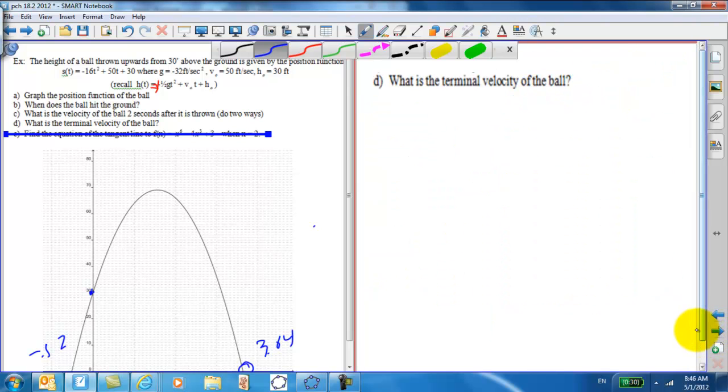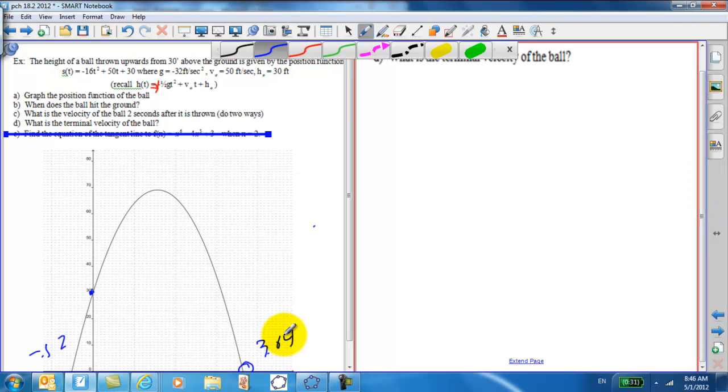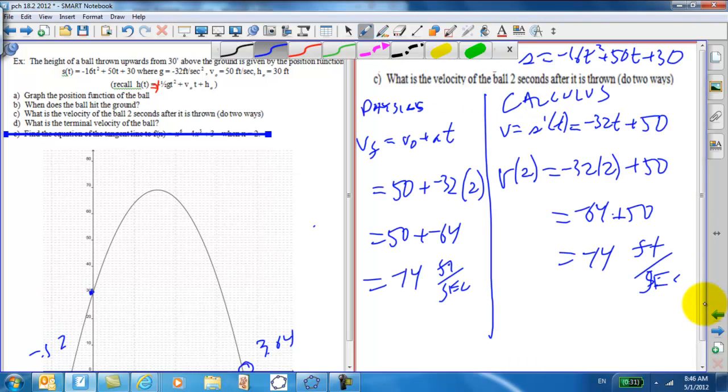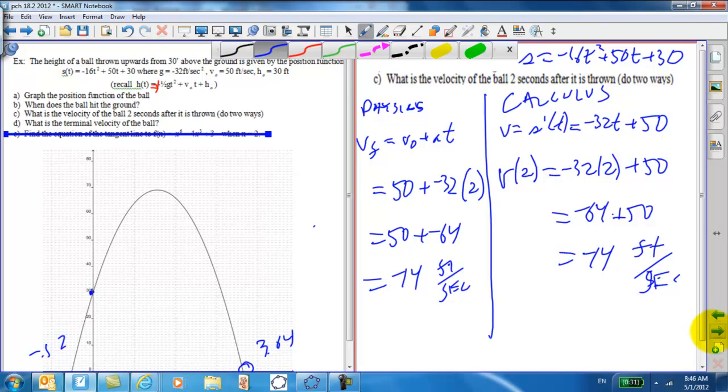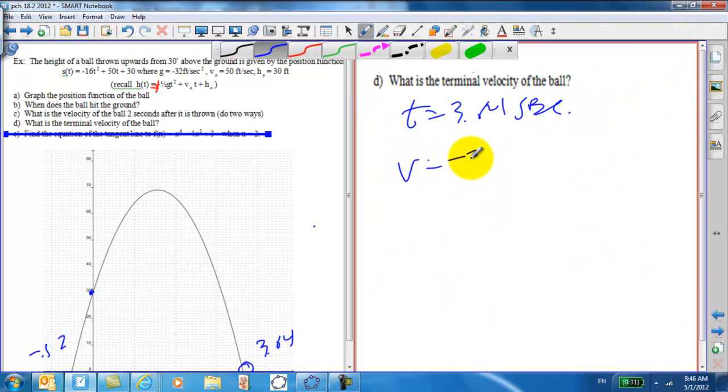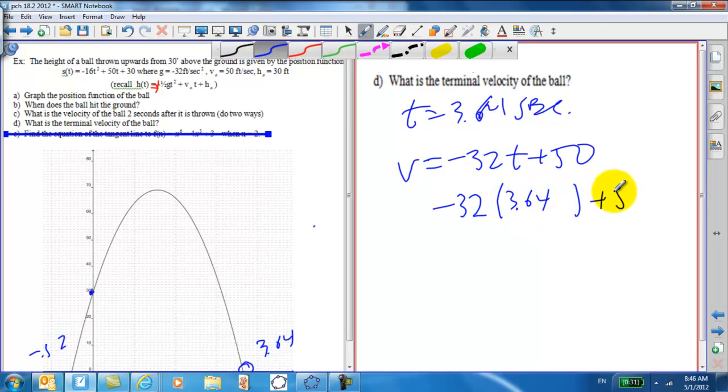Now what's the terminal velocity of the ball? That's the velocity of the ball just before it hits the ground here. So we can put in a time of 3.64 seconds into the equation we just developed of negative 32t plus 50 for the velocity. So velocity equals negative 32t plus 50. So negative 32 times 3.64, and I'm going to get all the digits off my calculator, plus 50.